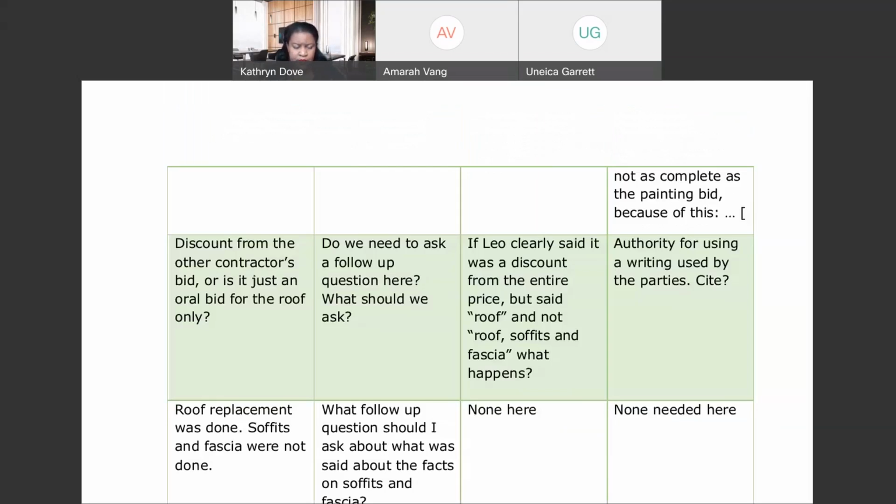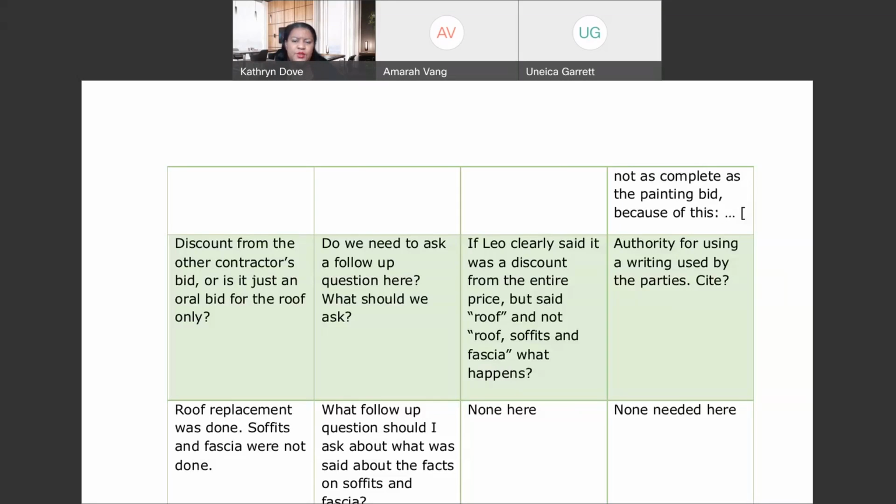Another issue is, are the homeowners receiving a discount from the other contractor's bid? Do we need to ask any follow-up questions to the client? Leo said it was a discount from the entire price, but what's not clear is whether the roofing job includes the sidings, the soffits, the fascia. So that's the thing. If you say I offer to fix your roof, what does that offer include? What aspects of the roof get fixed? Or if I offer to paint your roof, what kind of paint? Is it a good paint? Is it bad paint? So there are more details that we need to know about. Were those clearly stated in the offer?